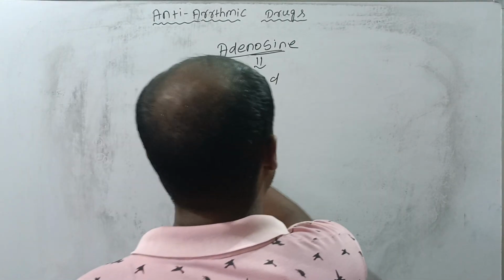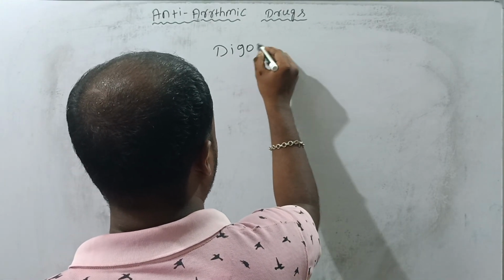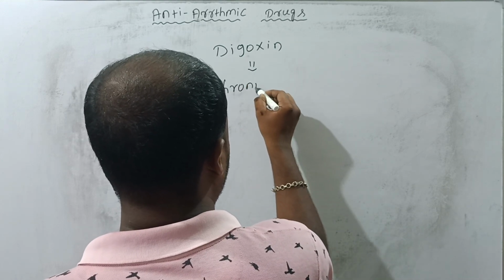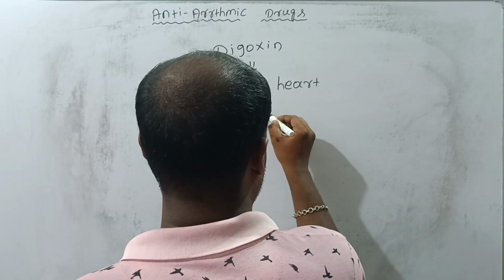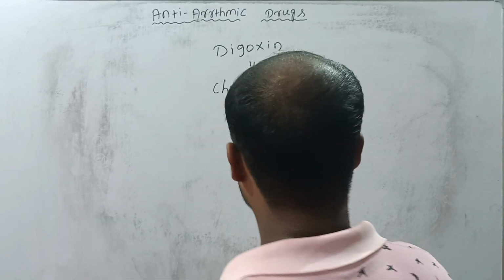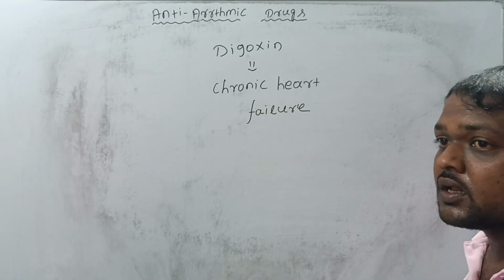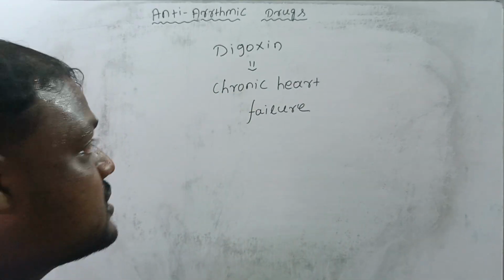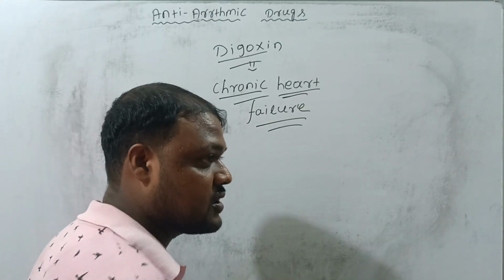Then the digoxin. Digoxin is used in chronic heart failure. Heart failure. The digoxin is used in chronic heart failure cases. For a patient with chronic heart failure, digoxin is used.